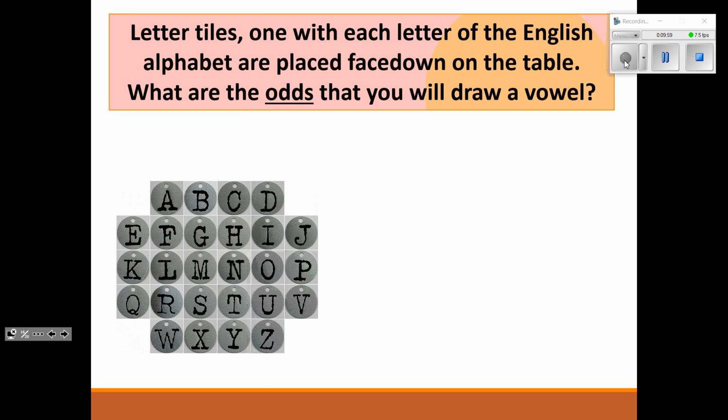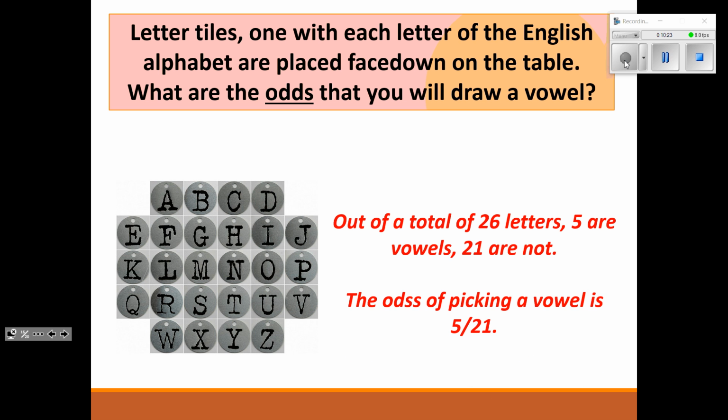Letter tiles. One of each letter of the English alphabet are placed face down. What are the odds, not the probability, that you will draw a vowel? So how many are vowels? 5. How many of the letters of the alphabet are not vowels? 26 minus 5 is 21. So our odds would be 5 to 21.